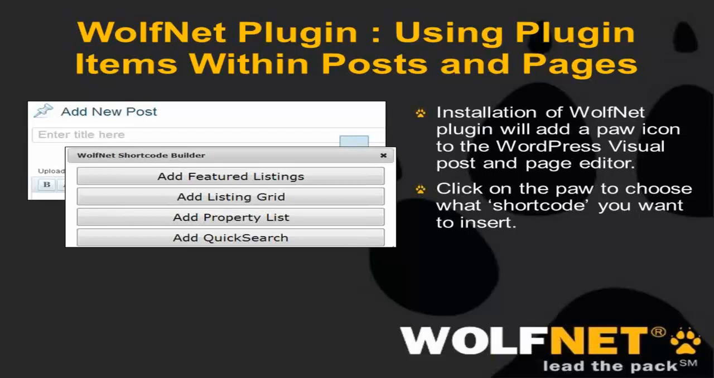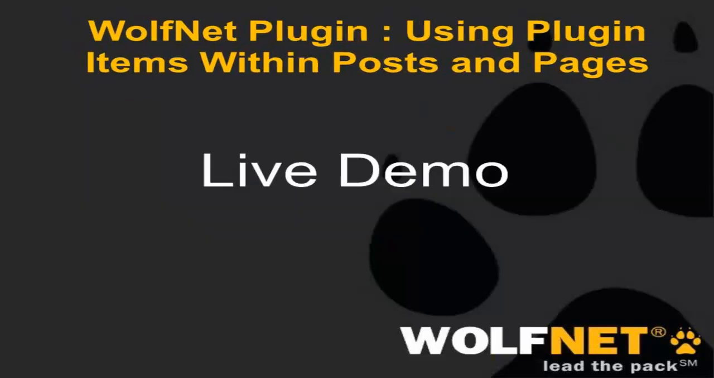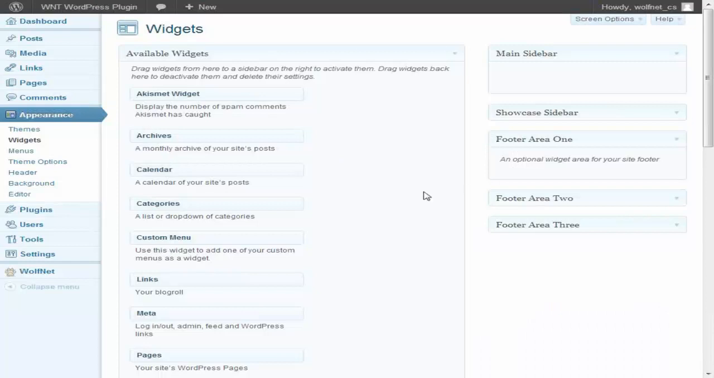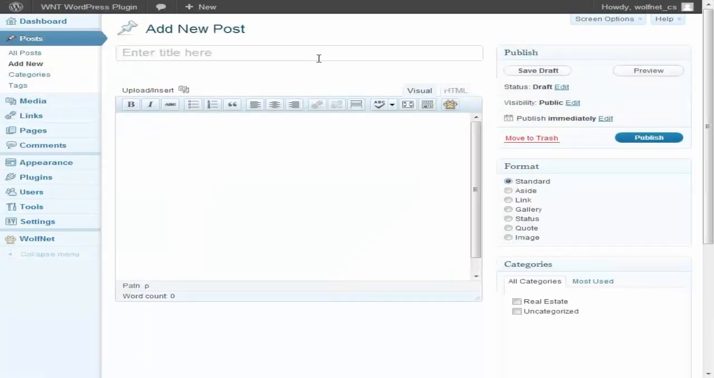Called featured listings. As you can see, the PA is showing up here in the toolbar. It doesn't show up in your HTML, so if anyone is wondering where it is, just make sure they have visual selected. Click on the PA and click on featured listings.